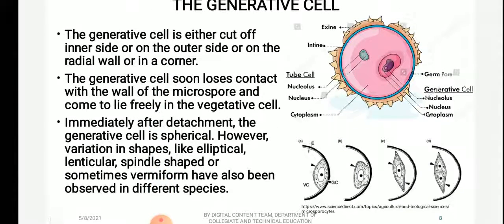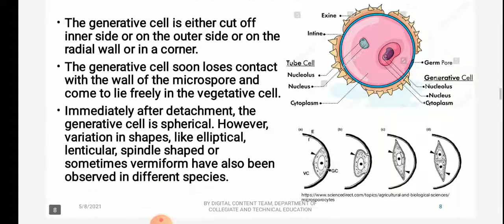The generative cell is cut off either on the inner side or on the outer side. So always the generative cell will be formed towards the side because of unequal mitosis. I had told you in the previous session. The generative cell soon loses contact with the wall of the microspore and comes to lie freely in the vegetative cell. So in the beginning, the generative cell is towards the side of the pollen grain, but afterwards it comes to lie in the center of the vegetative cell.